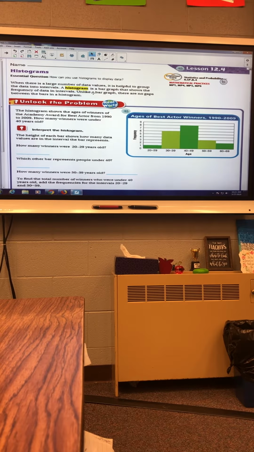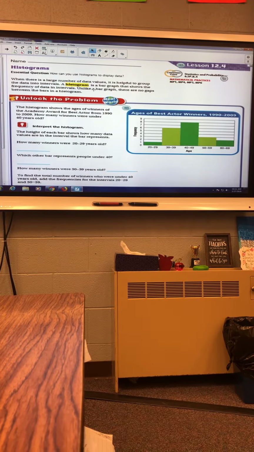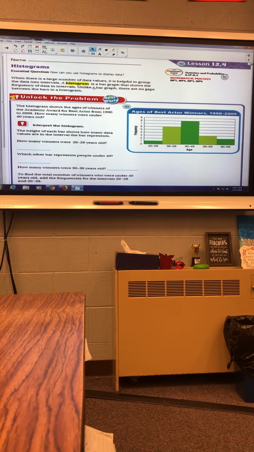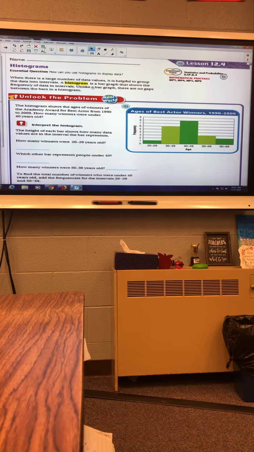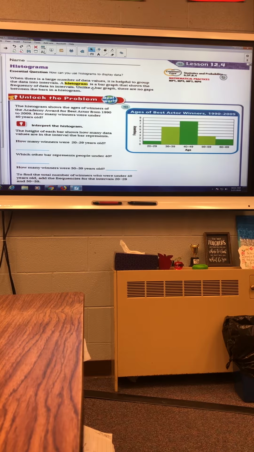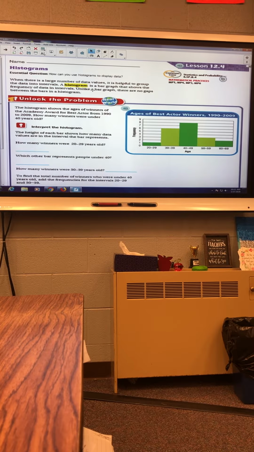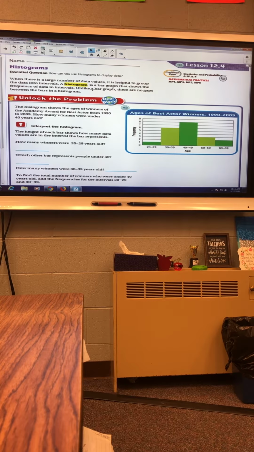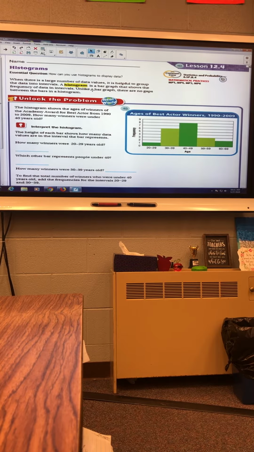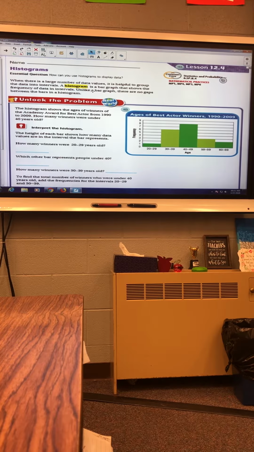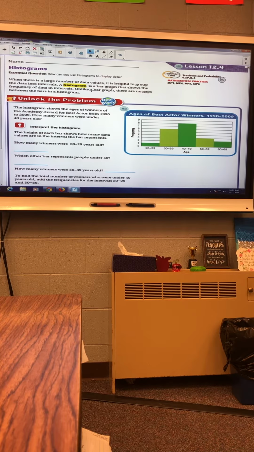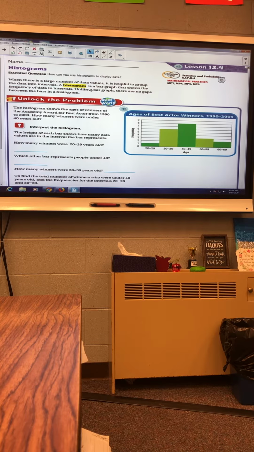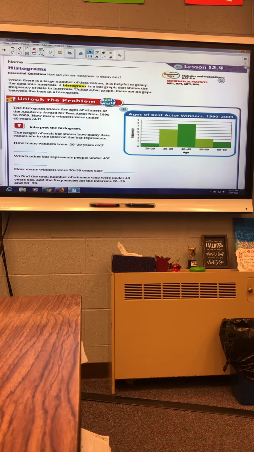So histograms today. When there's a large number of data values, it's helpful to group them into intervals. Now, an interval is not one thing, it's several things. If we are grouping ages of people in Butte, you're not going to want to graph everybody at age 1, everybody at age 2, because that is just too much to deal with. So you're going to put them in intervals. Maybe everybody in Butte from ages 0 to 5, 6 to 10. Those are intervals, okay?